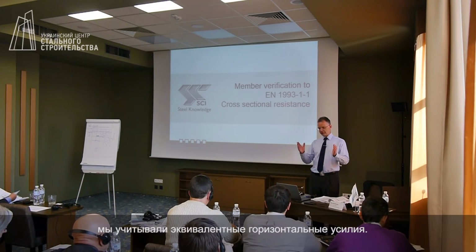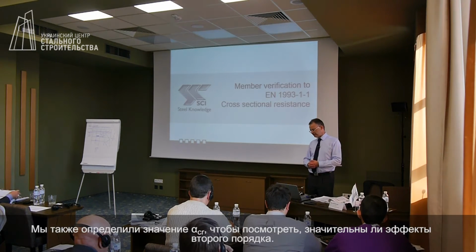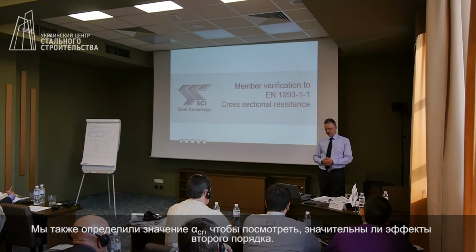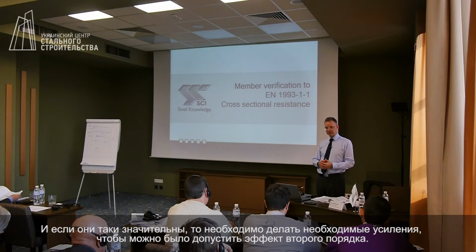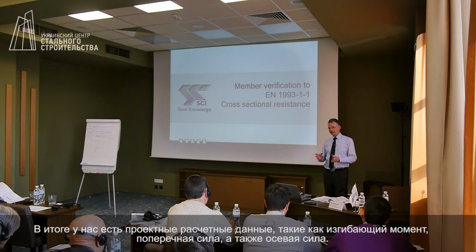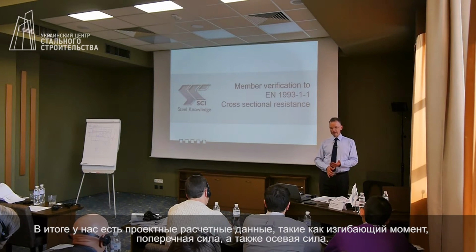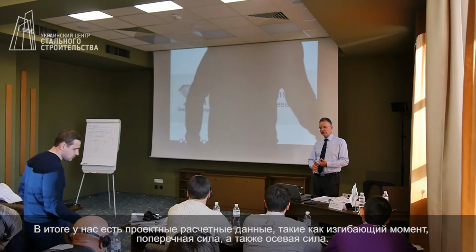We would have included those equivalent horizontal forces. We would have calculated alpha crit to see whether second order effects are significant or not, and if they were significant, maybe we would have used that amplifier to allow for second order effects. So finally, at the end of that process, we have the design effects. So that would be things like the design bending moment and the design shear and the design axial force.